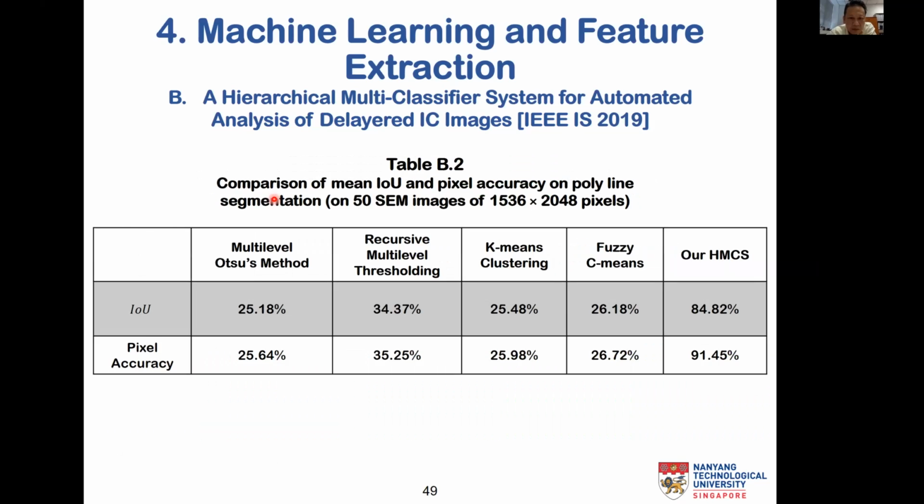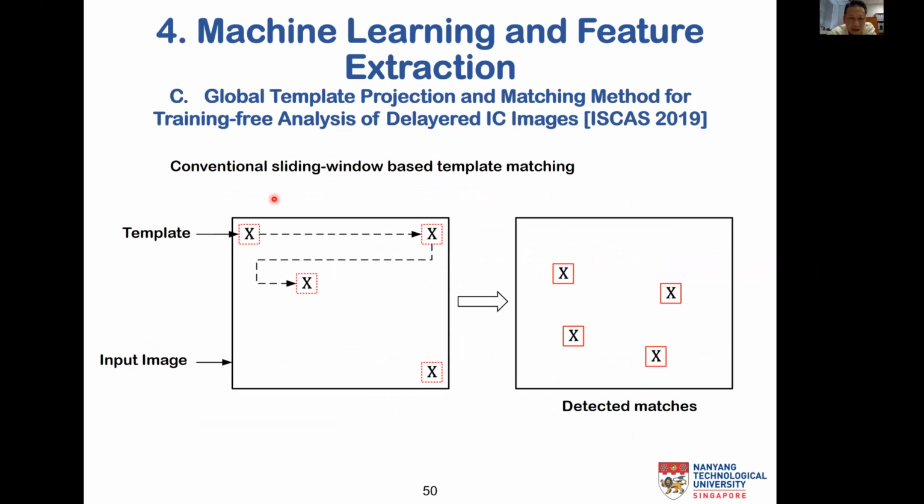Okay, let me present the third technique. The third technique is the global template prediction and matching method for training-free analysis. This one doesn't require training. You try the template, and your template is supposed to move, for example, 1,000 pixels here and 1,000 pixels there. It is supposed to move like 1 million positions, 1,000 by 1,000, to identify all the templates.